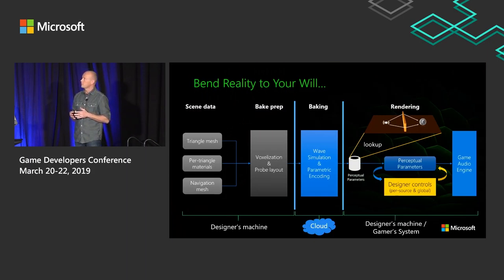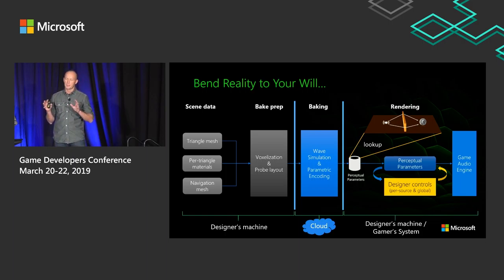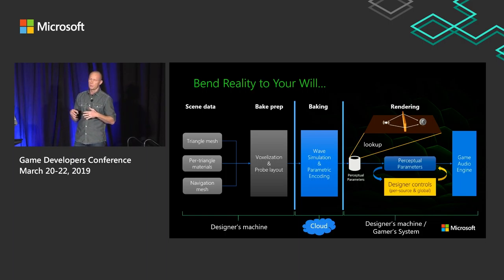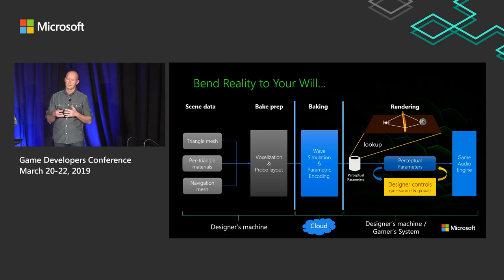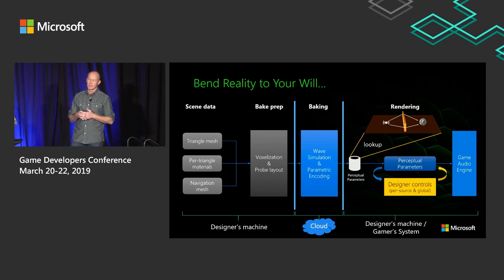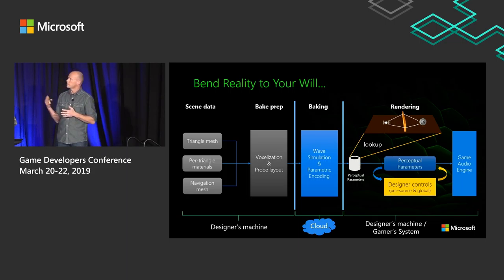But I wanted to first just recap how the system works, sort of the steps. We talked about how you mark up your geometry and make sure materials are the right thing for each geometrical object. We have touched on, there are three major steps. So you have the scene data and bake prep, you have the baking, and then you have the rendering.